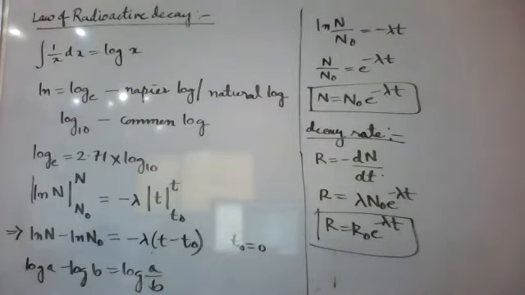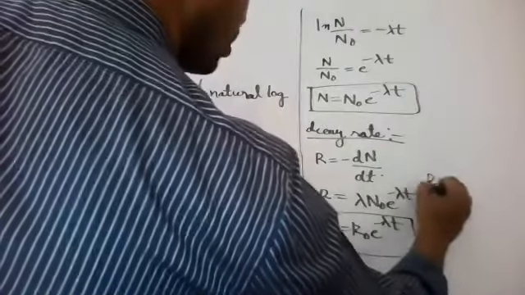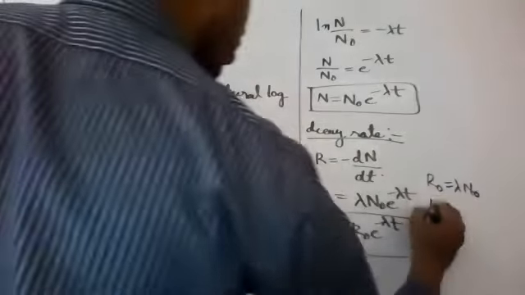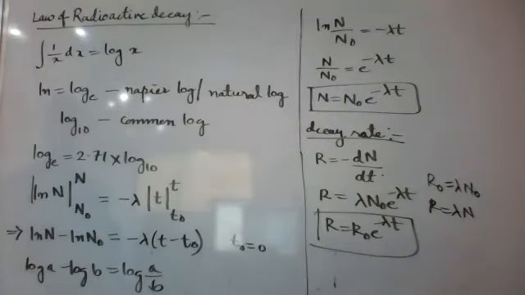So we'll go to the next one. R naught is equal to what? R naught equal to lambda N0. And R is equal to lambda N. So that is how it is. That's the decay rate. Is it clear?